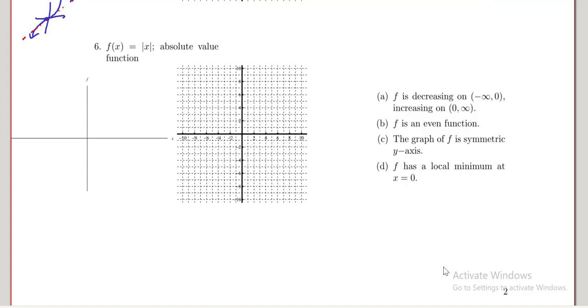Let's do one more function for this page. Again, I'm going to encourage you to pause the video and sketch the graph of this function, so go ahead and do so.